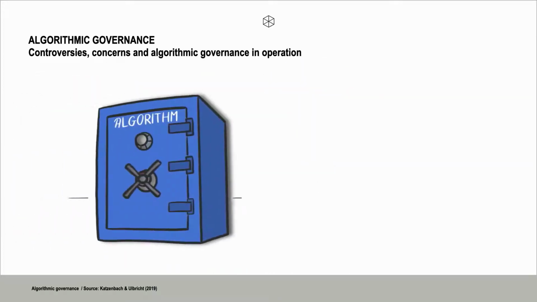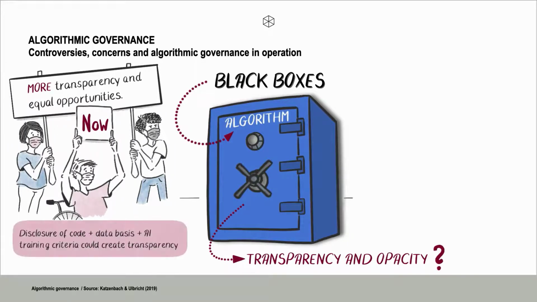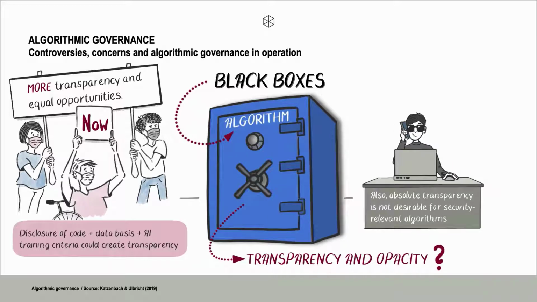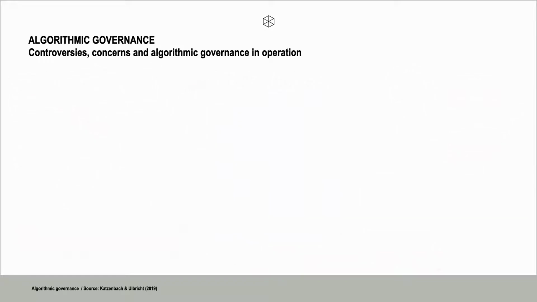Transparency and opacity. Algorithms are often called black boxes, meaning that the algorithm is opaque and challenging to understand for consumers and citizens. Thus, civil society calls for more transparency. Absolute transparency, however, is often not possible, for example due to the algorithm technique, nor desirable. For example, with algorithms that are security-related, and also not really the solution to most problems, such as fairness, manipulation, civility, etc.